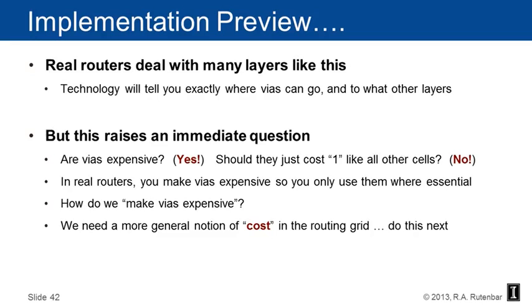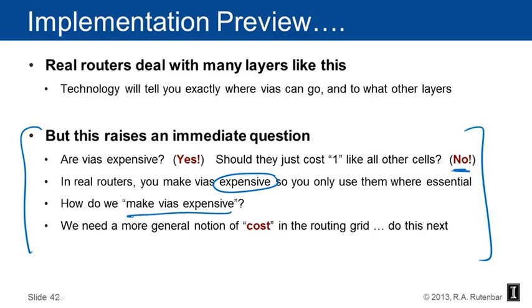Now, the fact that I just put vias in raises a couple of interesting questions. Are vias expensive? I mean, should I just put them in a zillion places? If I can just route something in a straight line, from a pin on metal 1 to a pin on metal 2, is it a bad idea to go up to metal 3, route around for a while, come down to metal 2, go up to metal 4, route around a while, come down to metal 1, and then connect? And the answer is yes. Vias are in fact expensive. Should they cost one like other cells? No, absolutely not. It's actually a really bad idea. In real routers, you make vias expensive, so you only use them where they're essential.